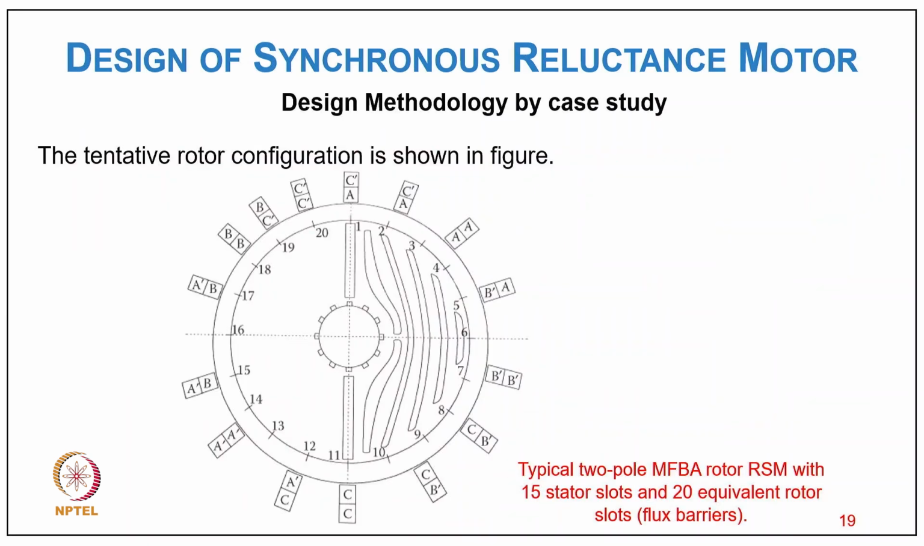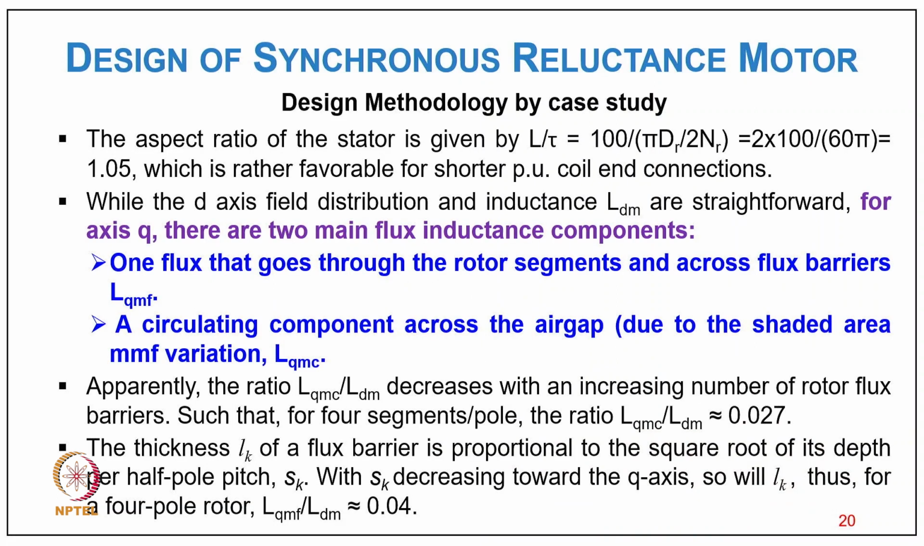And this is the tentative rotor configuration as shown in the figure with the typical winding and the rotor configuration. So typically, 2-pole MFBA rotor of reluctance synchronous motor with 15 stator slots and 20 equivalent rotor slots with flux barrier. So aspect ratio of stator is given by L upon tau equal to 100 divided by pi dr by 2 nr, and putting value it comes 1.05, which is rather favorable for shorter per unit coils and connections.